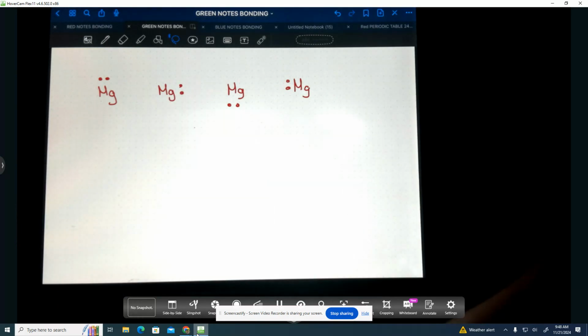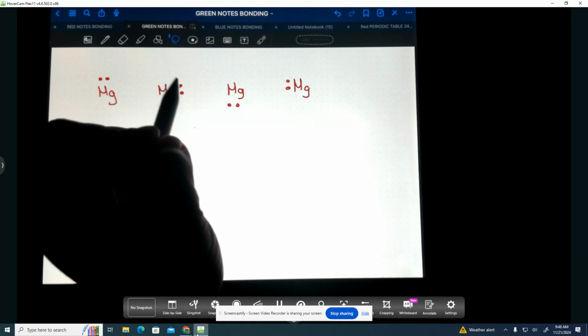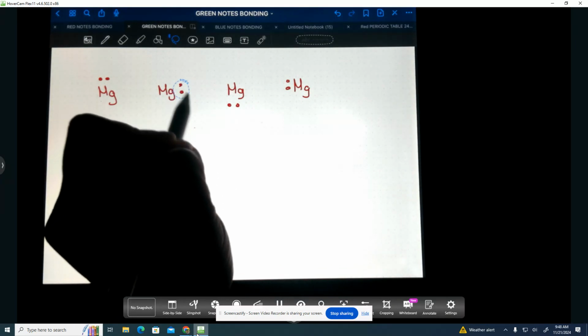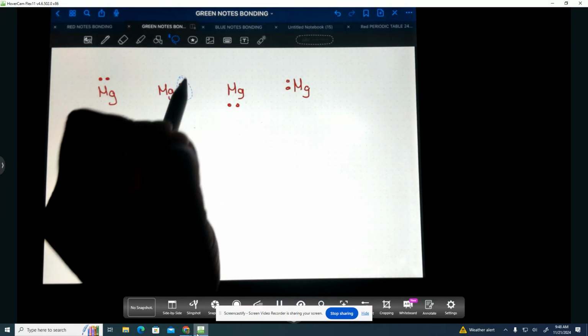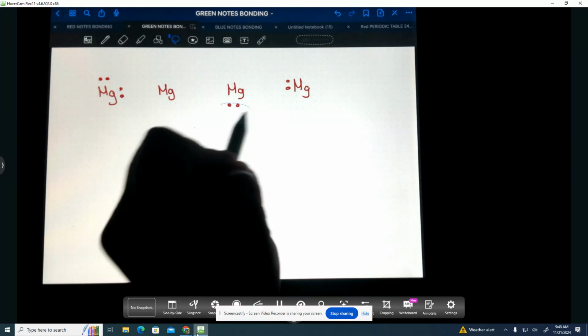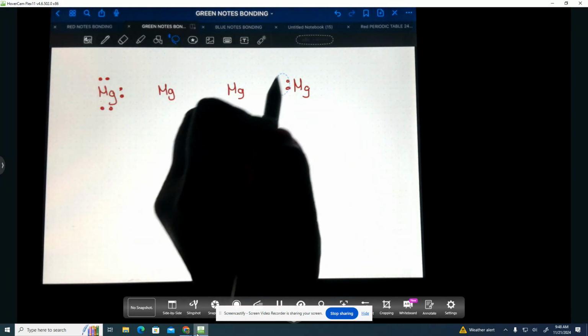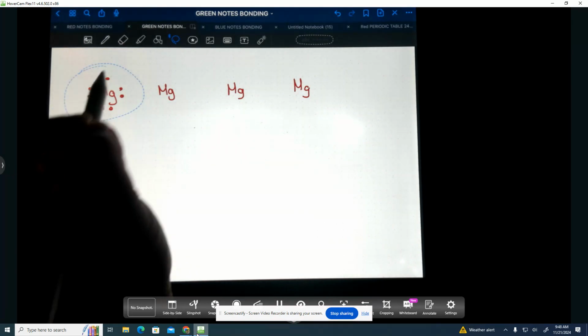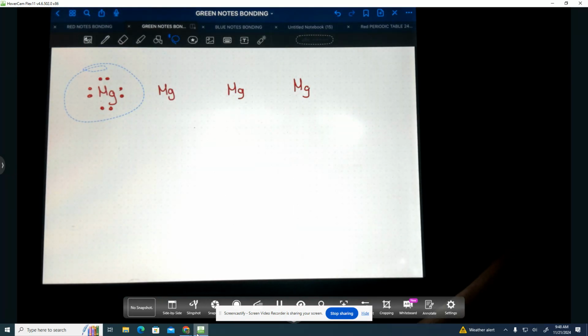This first magnesium says, hey, I want 8 valence electrons. So this magnesium says, all right. Ooh, I took the G with me. He gives him 2. And this guy gives him 2. And this guy gives him 2. And now he has a complete octet.